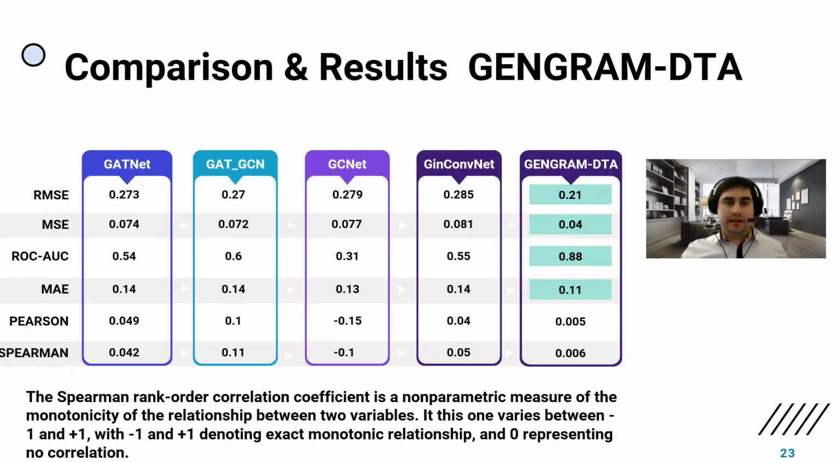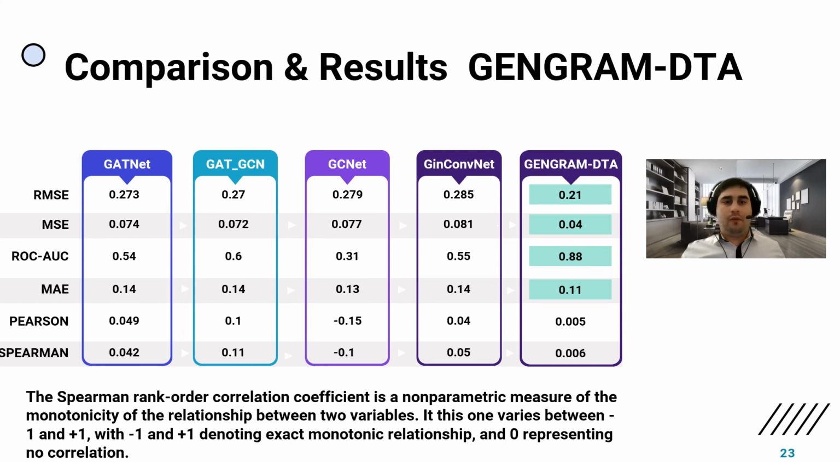RMSE and MSE metrics are most important for regression tasks, and values closer to zero show better performance. On the other hand, for classification tasks, the most important metric is the ROC AUC, and along with the F1 score, they maximize their score to 1.